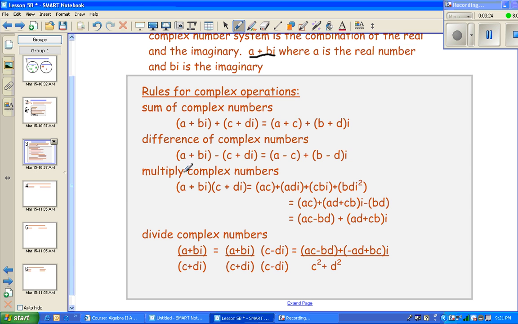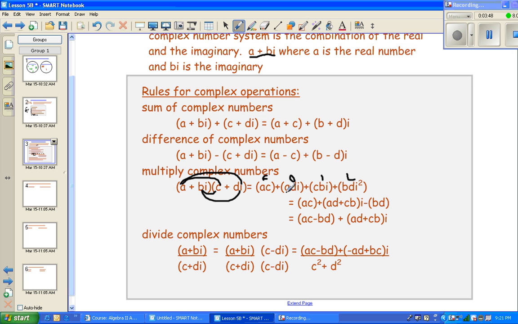The complex number system for multiplication just revolves around the distributive property or FOIL method. So here we're going to do our first, and then we're going to do our outer, and then you do your inner, and then you do your last term. So all you see here is the FOIL system that you guys learned in Algebra 1.